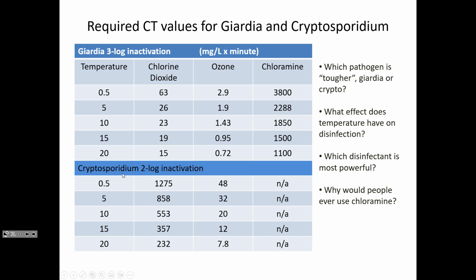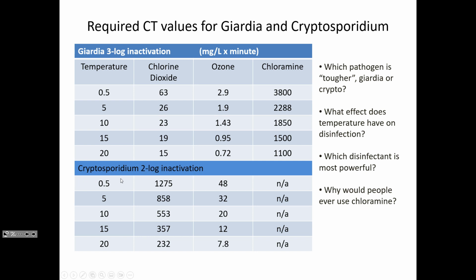Crypto is even more resistant to inactivation than Giardia. You'll look here, this table is saying just 2 logs of inactivation rather than 3. So 2 logs of inactivation is less removal, and you need much, much higher concentrations and contact time to get even just this 2 log inactivation.